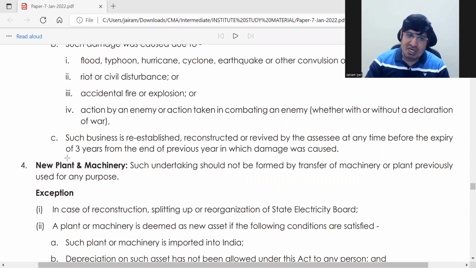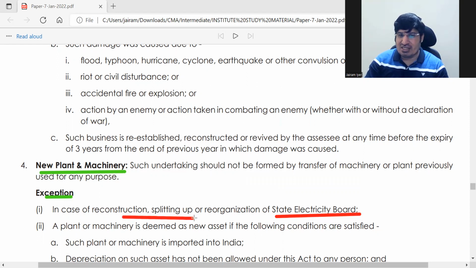Second is a little more limited point, new plant and machinery. Only use of new plant and machinery, so it should not use used plant and machinery. What is the exception here? Exception for new plant and machinery. One is again state electricity board. If it is reconstruction of state electricity board, then it is allowed. Both are allowed. You can use old plant and machinery also. So new is not essential for state electricity board.